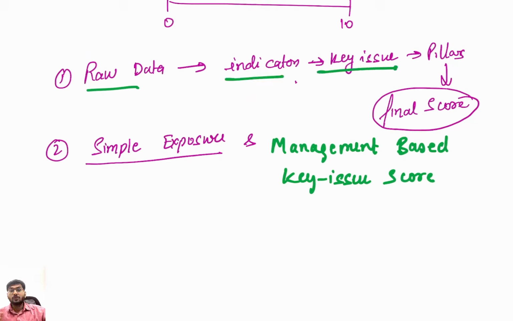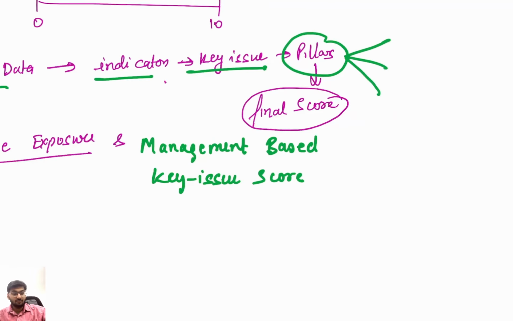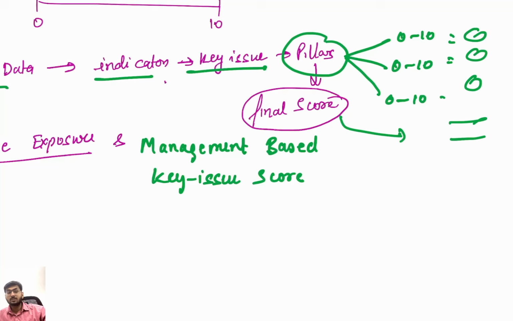Clear? Now you need to combine the pillar scores. You need to combine all the 3 pillar scores. What are these 3 pillars which you have? Environmental, social and governance. Clear? These are all the 3 brackets. They all have the number of 0 to 10. Based on that, you will get the number for each of the 3, and then you will come to the final score.